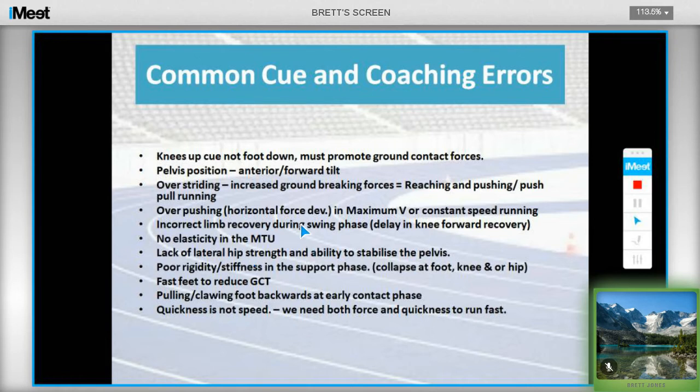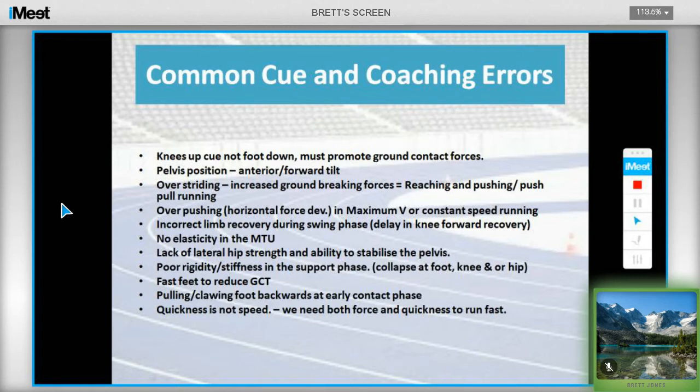Pulling and clawing the foot on the front side mechanics is quite a common cue that some coaches use. I think this just overloads the hamstrings, and trying to pull the foot backwards at that phase of the running just really promotes overstriding and overstriking, and also risk of hamstring injury.